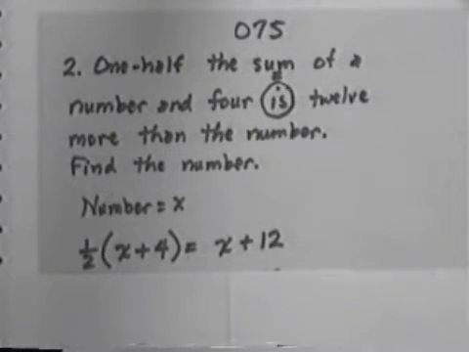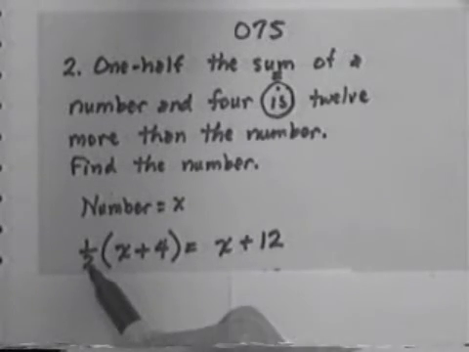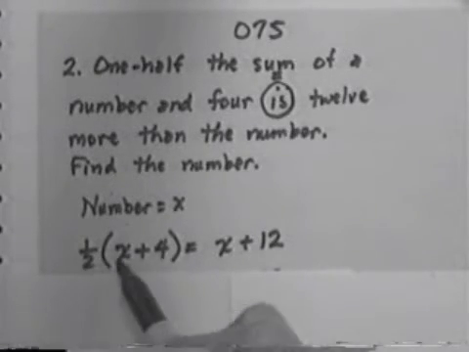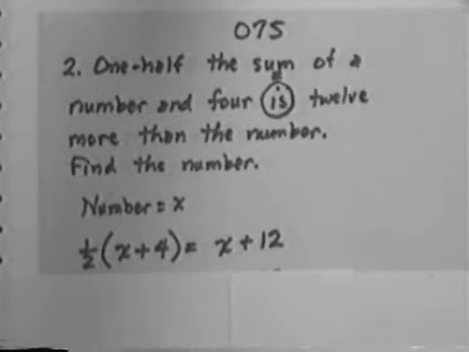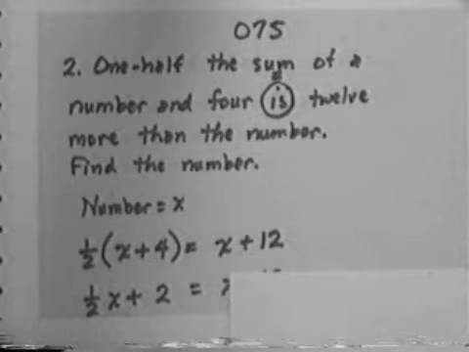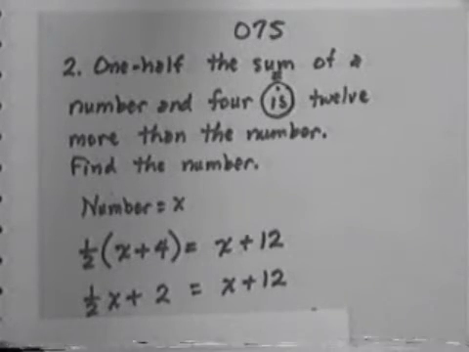Remember that to solve an equation, we first simplify each member of the equation. On the left, I can distribute 1/2 through the parentheses and get 1/2 X plus 1/2 times 4. Half of 4 is 2, and so I get 1/2 X plus 2. And the right-hand side is simply X plus 12.